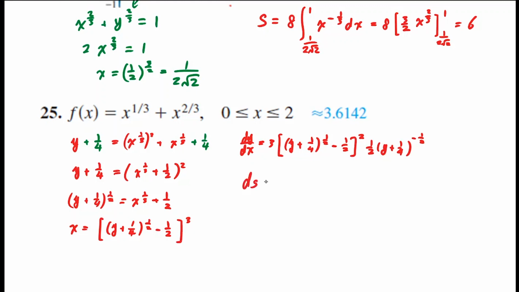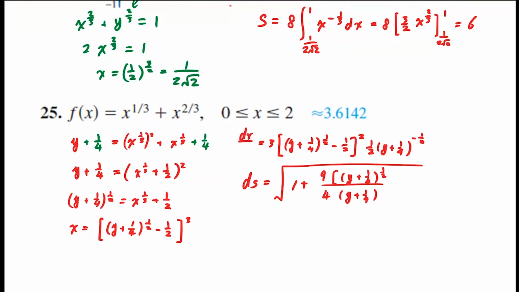Now our ds is the square root of, a gigantic square root of, 1 plus this whole thing squared. I'm going to put it as 9 times that thing squared, y plus 1/4 to the 1/2 power, and then this thing in the denominator, which is 4, and then this one gets nicer. It should be dy over dx. Dx, yeah, that's correct. Nice catch. Dx over dy. Like that. Good. Now we have to integrate.